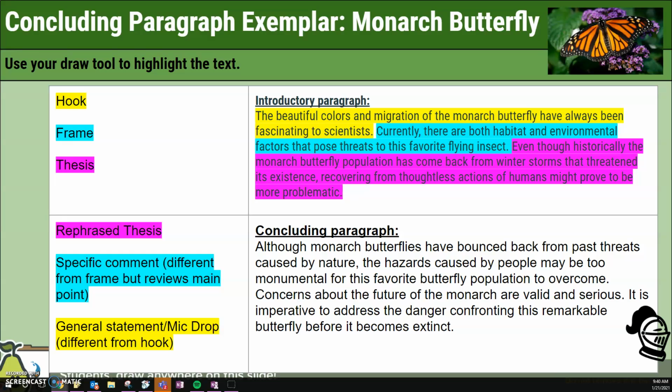A finished concluding paragraph might read such as, although monarch butterflies have bounced back from past threats caused by nature, the hazards caused by people may be too monumental for this favorite butterfly population to overcome. Concerns about the future of the monarch are valid and serious. It is imperative to address the danger confronting this remarkable butterfly before it becomes extinct.